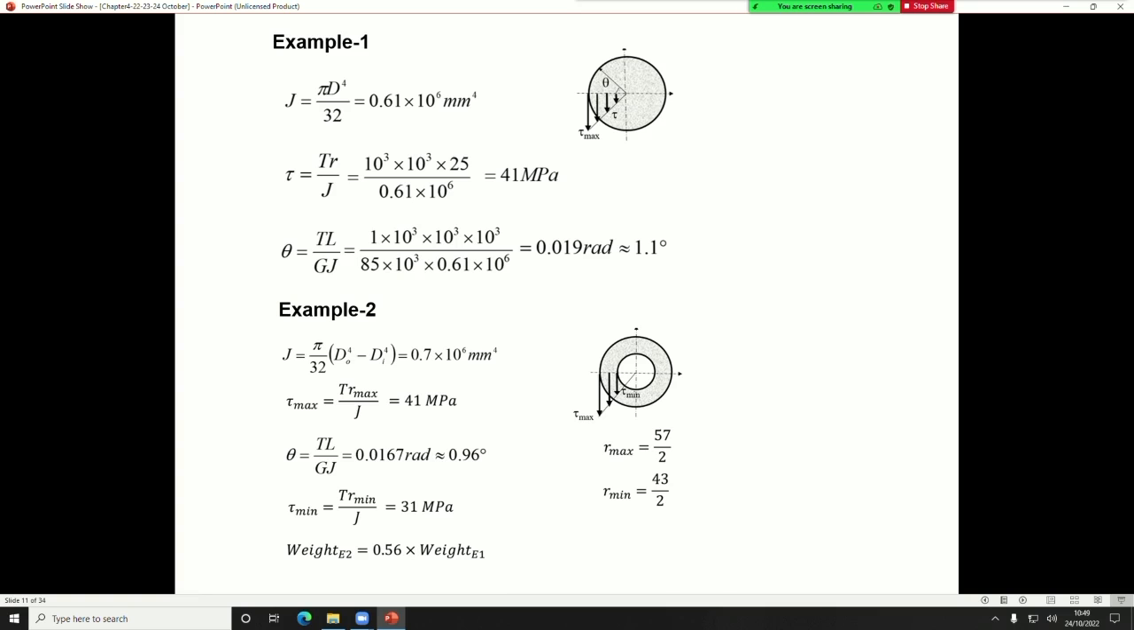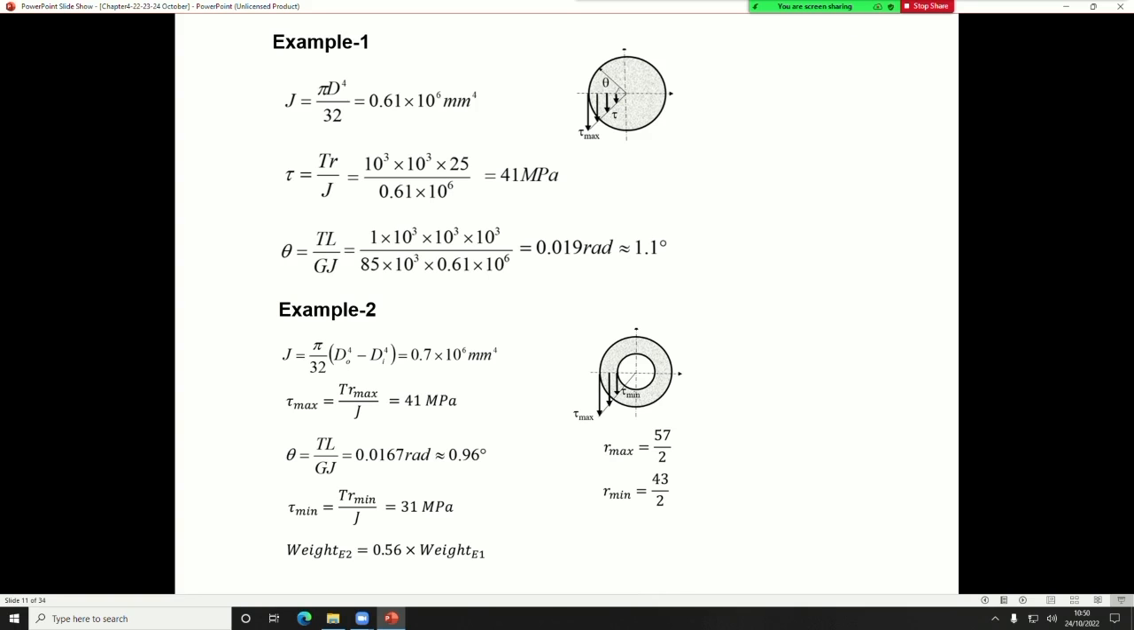So why did it happen? Why do we have a better performance from the bottom one? Because the solution depends on the value of J. The higher the value of J is, the lower the stress and angular rotation. So what we've done here, we have removed the material from the center, and we have increased the diameter because, in this equation, can you see if I increase D_O, it increases J. So the center is not carrying much load. So we remove the material, increase the diameter, and it gives us a better performance. So we call the bottom one an optimized version of the top one.